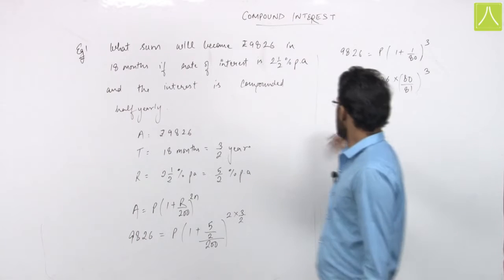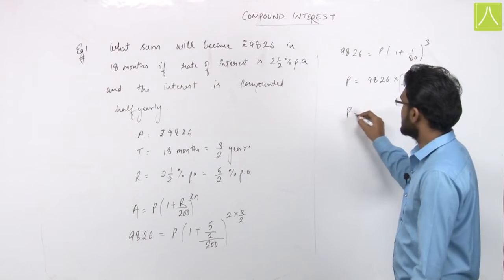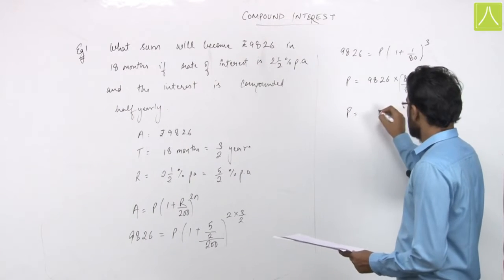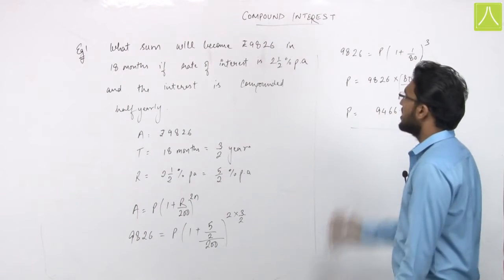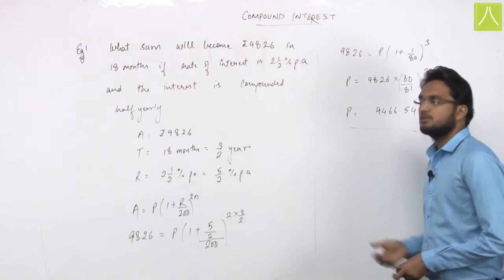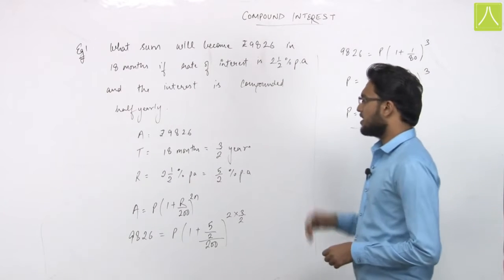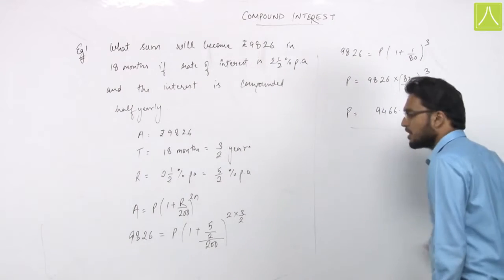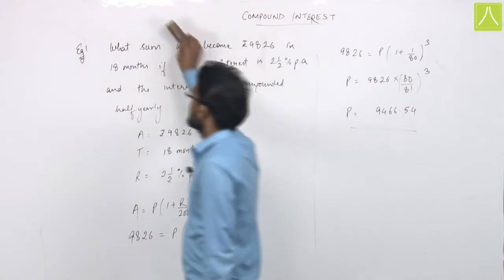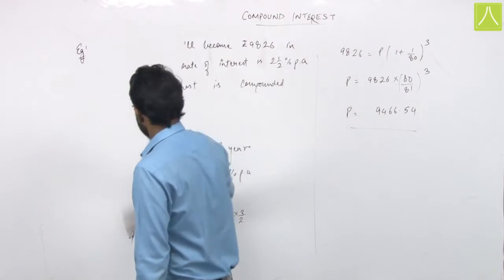Now this is a simple equation. Solving this, we get the value of the principal, which is 9466.54, the required principal. Hence in this question we were given the amount, the time in fraction, the rate of interest, and the interest to be calculated on a half yearly basis. Moving to another question.